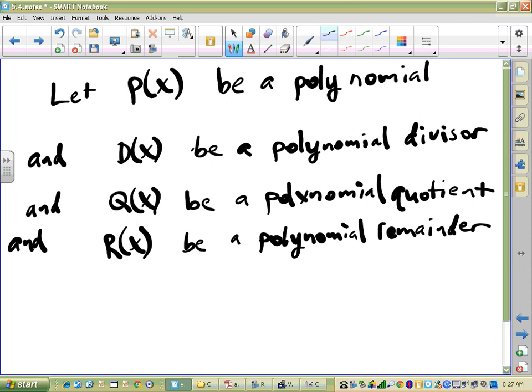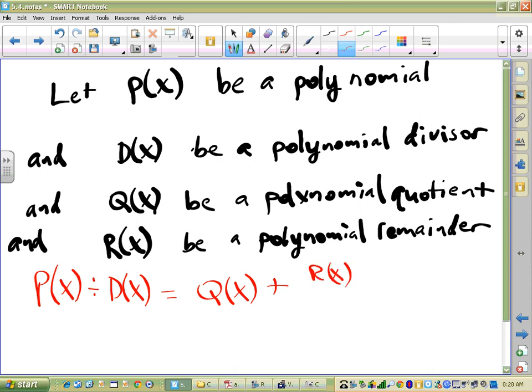Here's how this all works. P of x divided by d of x is equal to q of x plus something. Let's see if we can figure out the plus something. It kind of goes back to that last example with the numbers we just looked at. R of x over, nice, good, over, not p of x, d of x, good. Okay.